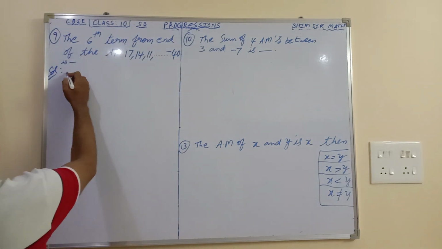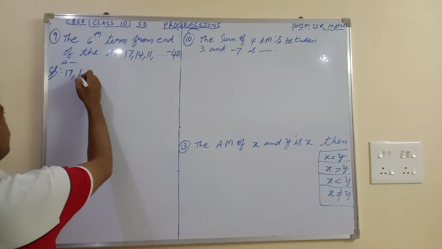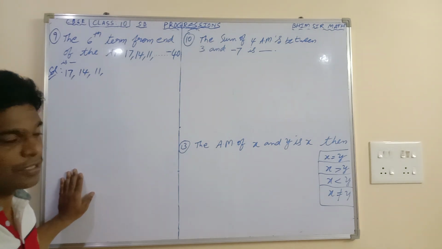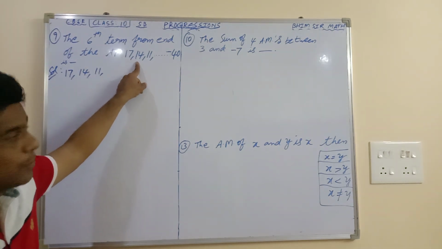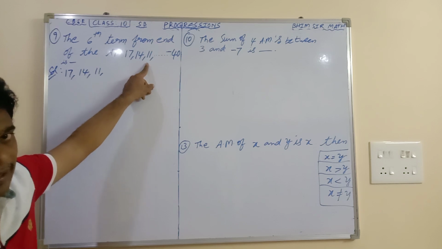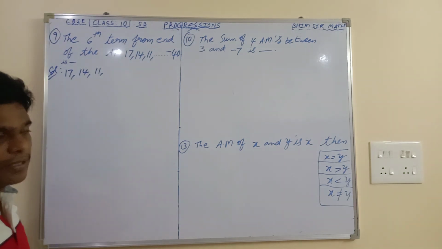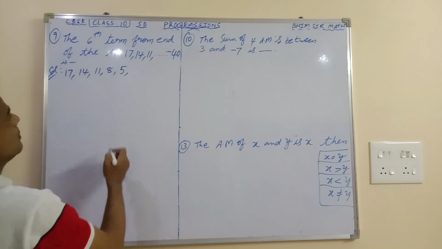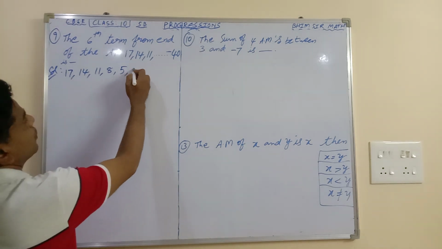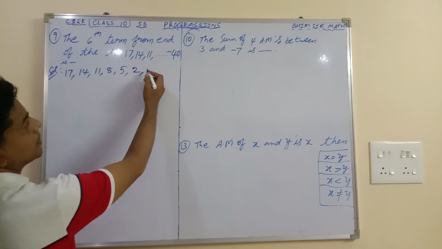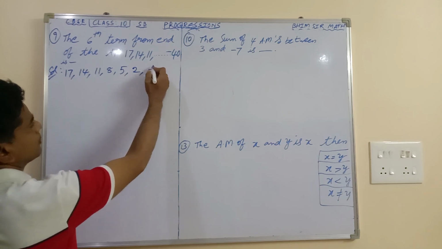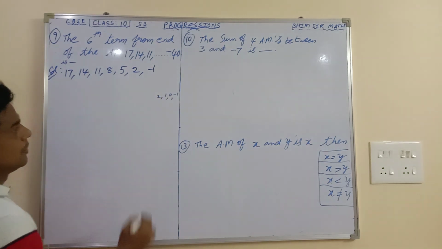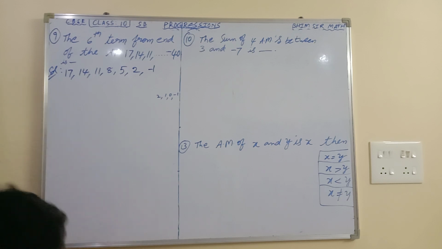Let us see. We can write the given series as 17, 14, next 11. You know that the next term you can expect decreases by 3 here also. 11, next is 8? Correct, 8. Next, after 8 comes 5. Next, 2. Next, 1, 0, -1. It decreased by 3.